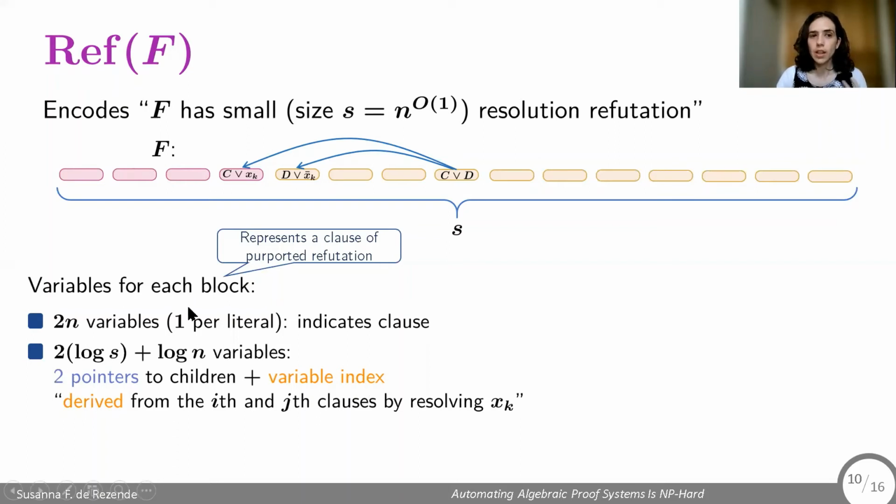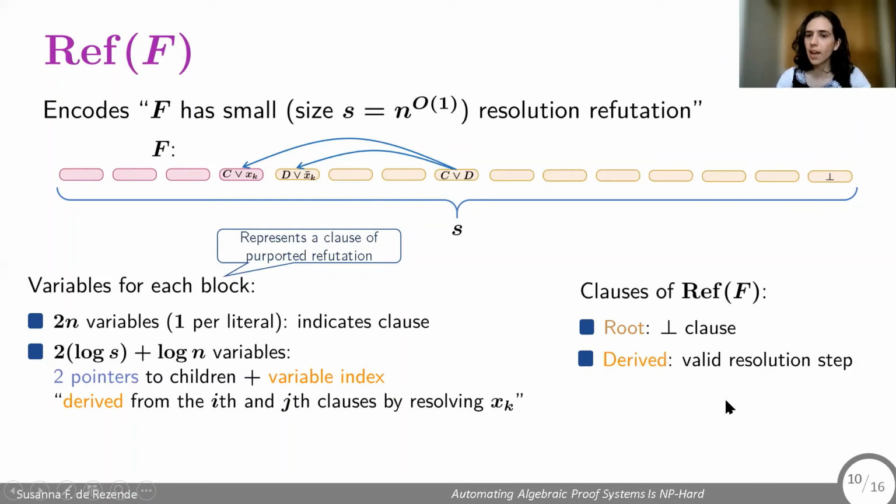So now we need clauses for this formula ref F that actually encode that this is a valid resolution refutation. For this to be a valid resolution refutation, we need first that we actually derive a contradiction. And the second thing is that every derived clause is actually derived by a valid resolution step. And this we can encode with some CNF. Okay, so this is the ref F formula. It's stating that there is some resolution refutation of size S.